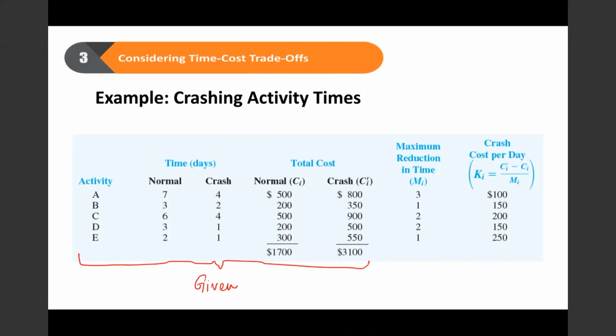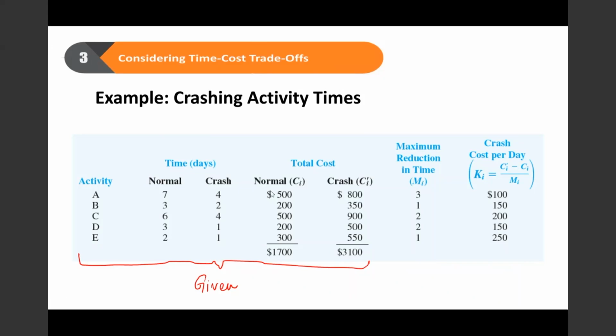Now that you have this information, you will then need to ask, which activity should be crashed? How much should it be crashed? In order to meet a specific deadline that is set for you, and obviously the target here is to complete the activity within minimum cost. So we know why I say we cannot simply crash an activity.